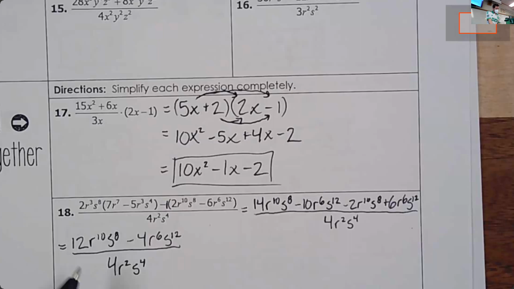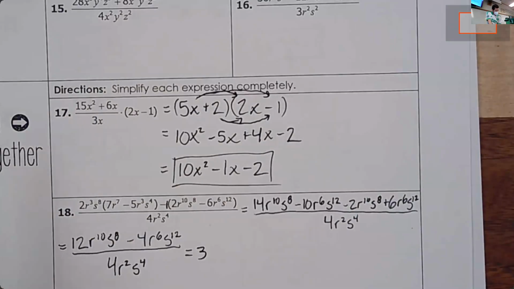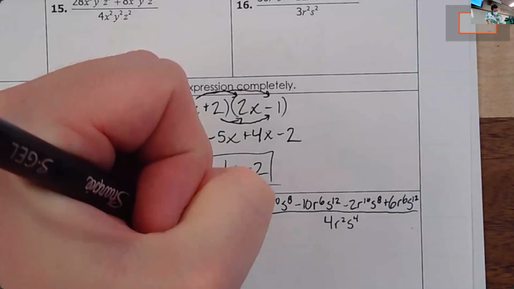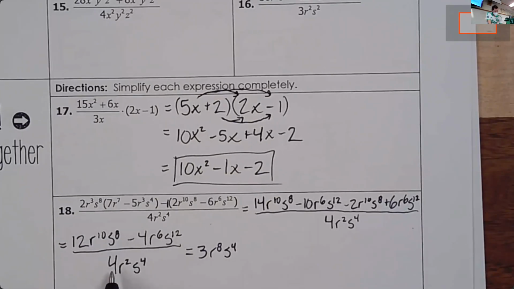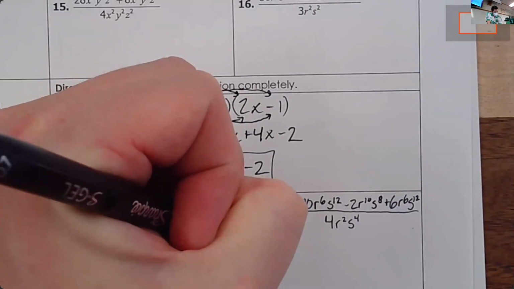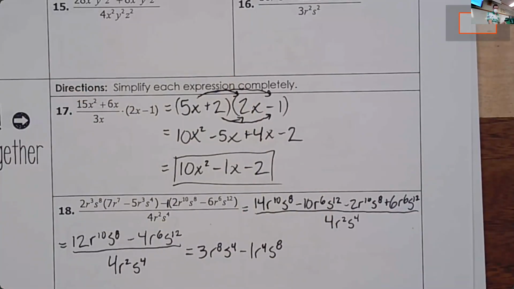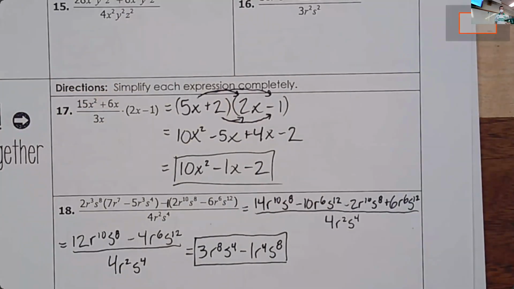So we'll divide. 12 divided by 4 is 3. And 10 minus 2 is 8, so r to the 8th. 8 minus 4 is 4, so s to the 4th. -4 divided by 4 is -1, so -1. 6 minus 2 is r to the 4th. And 12 minus 4 is s to the 8th. And that will be our answer for number 18. So we're just doing one thing at a time.